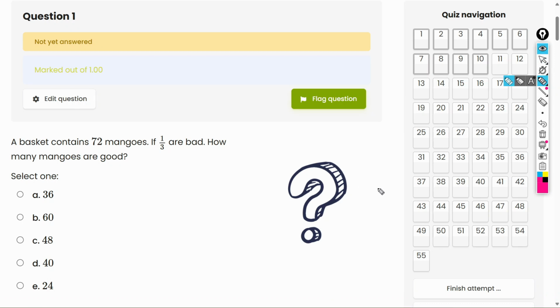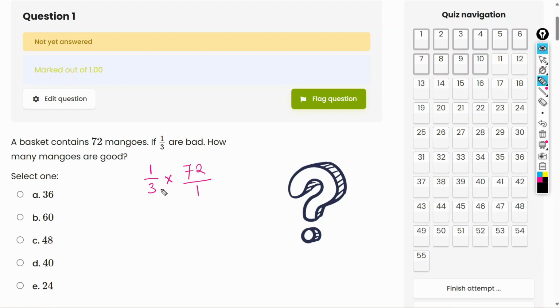A basket contains 72 mangoes. If 1 out of 3 are bad, how many mangoes are good? So 1 out of 3 are bad. So 1 out of 3 of 72 mangoes is 1 over 3 times 72 mangoes, 72 over 1.